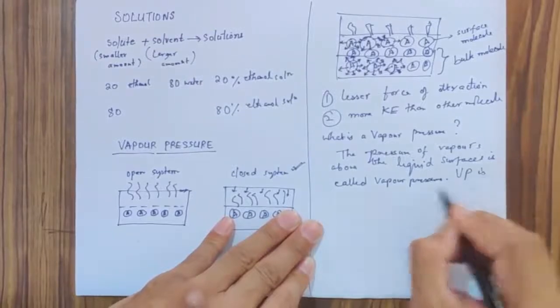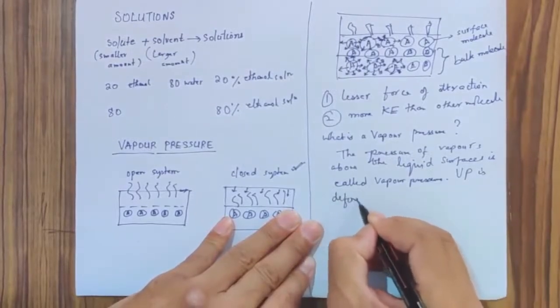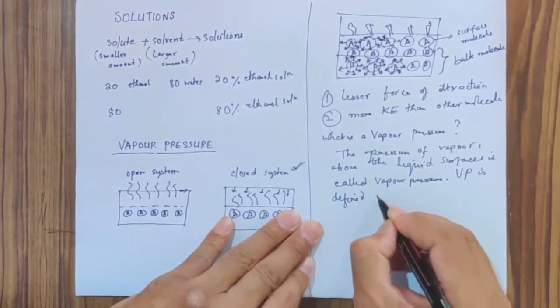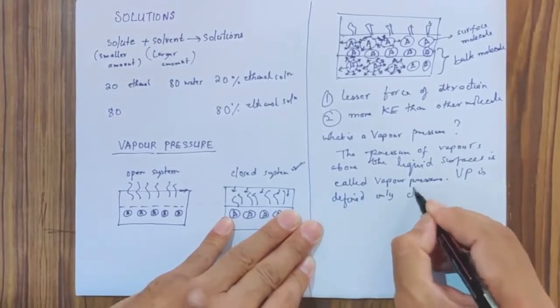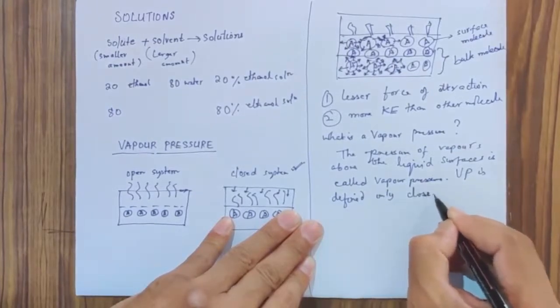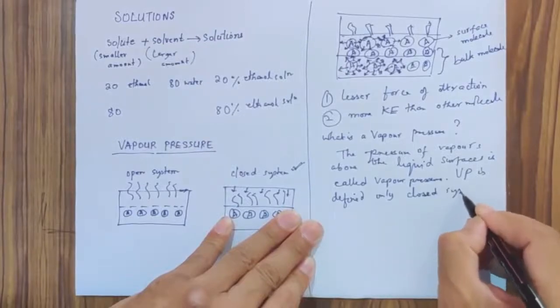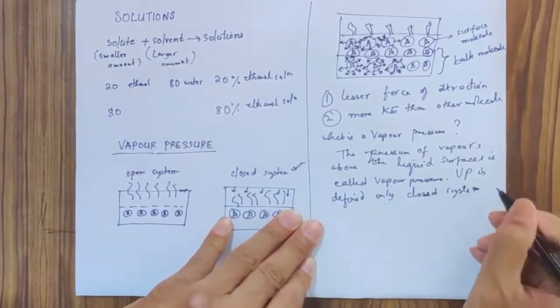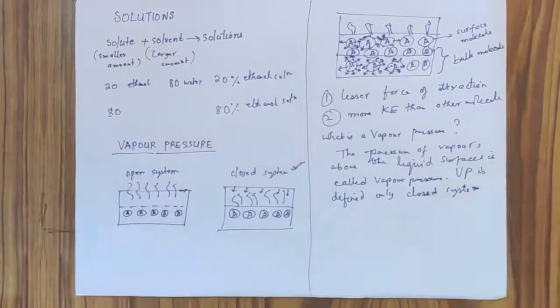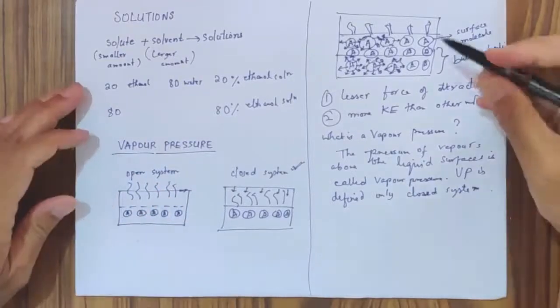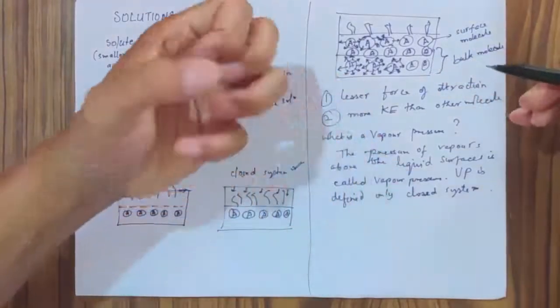Vapor pressure is defined only for a closed system, closed thermodynamic system. Very good. So that is the definition of vapor pressure.